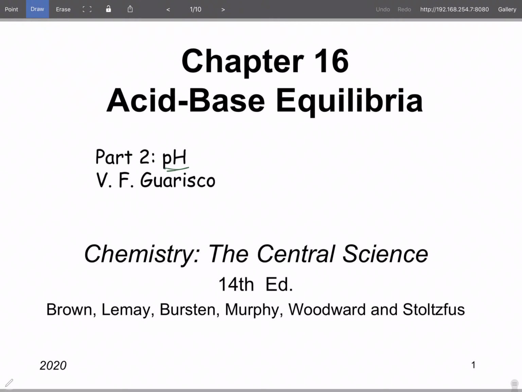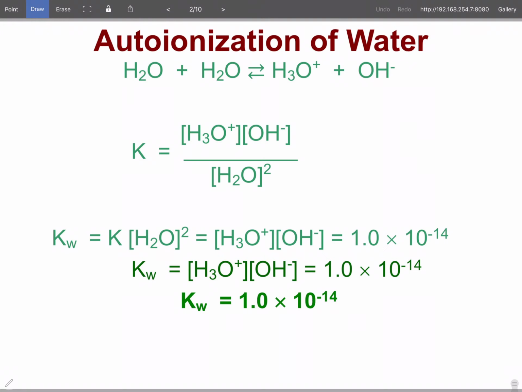This involves the pH unit. All right, we talked about water being amphiprotic. That means it acts as both an acid and a base. Well, this is called the autoionization of water. Auto is self, so the self-ionization of water. Again, like amphiprotic or amphoteric, water is not the only molecule that will do this.